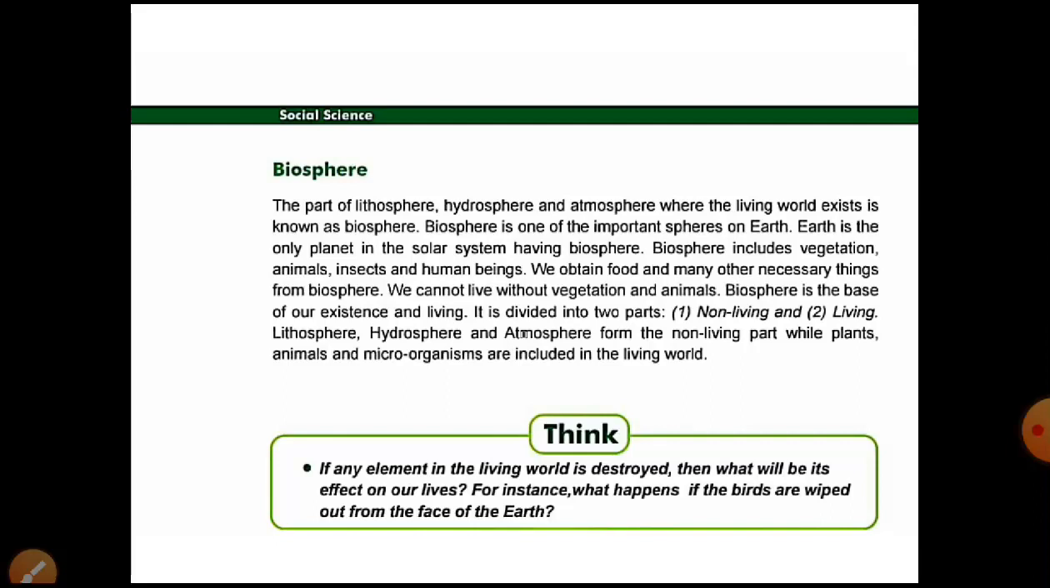It is divided into two parts: non-living and living. Non-living is also known as abiotic and living is also known as biotic. Lithosphere, hydrosphere and atmosphere form the non-living part of the biosphere, while on the other side plants, animals, microorganisms and human beings are included in the living world, which are known as biotic elements.